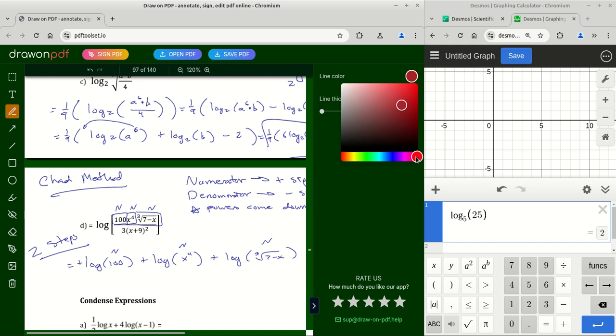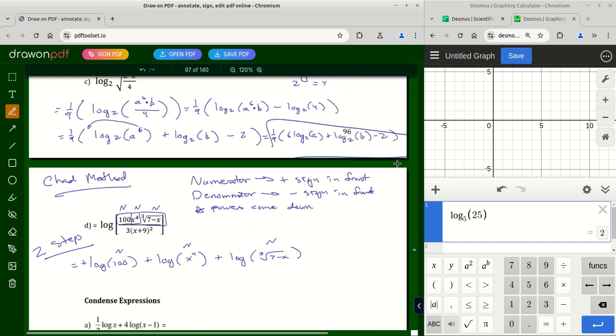So let me change my color. I don't know what you would call that. What's this color now? It's not pink. It's not red. Rose?